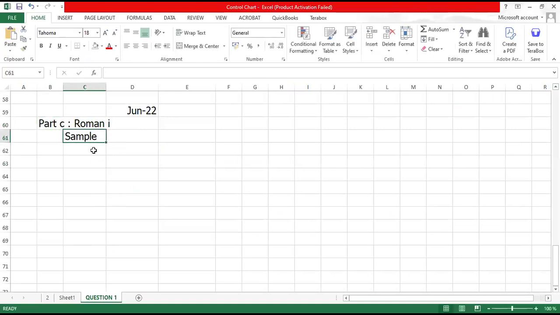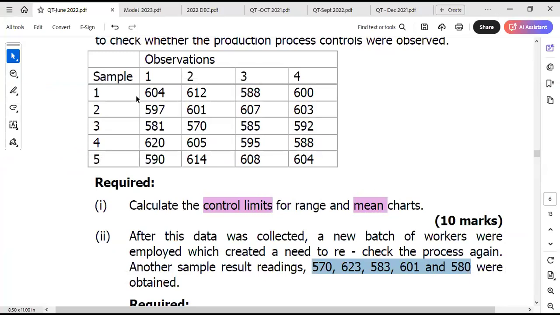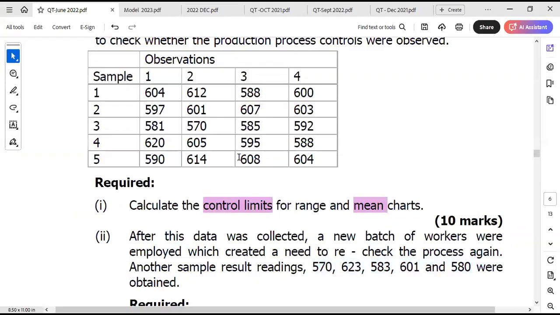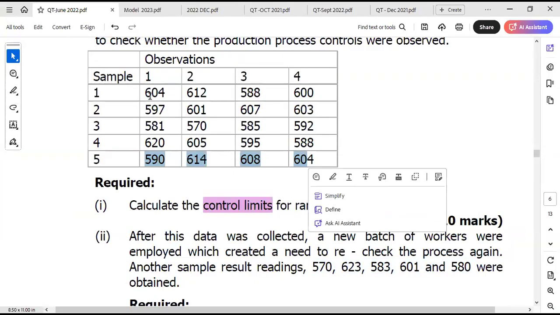So you put here sample, then you put here range, start with range, then you create column 4 for mean. How many samples do we have in this question? We have only 5. This is sample 1, 2, 3, 4, 5. So you can get range, highest minus lowest. You do the very first. I am doing number 5.